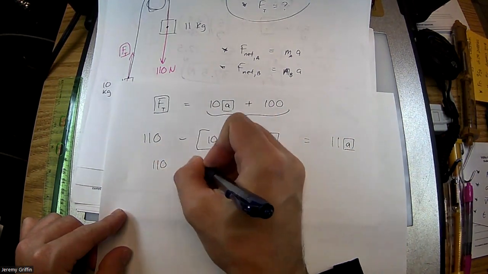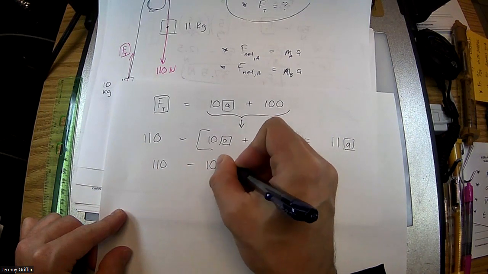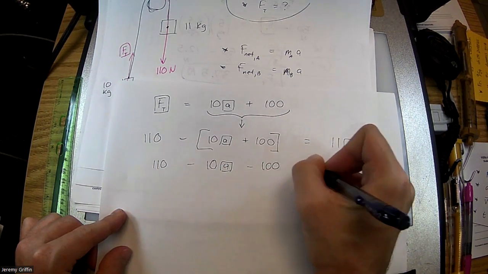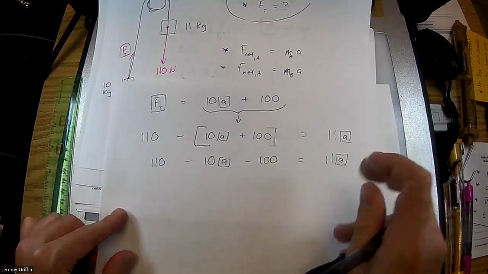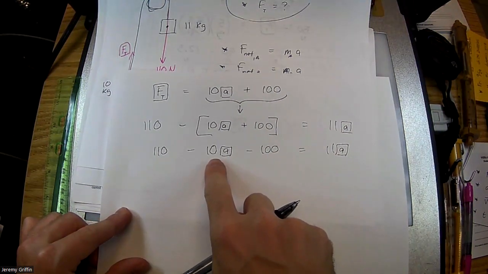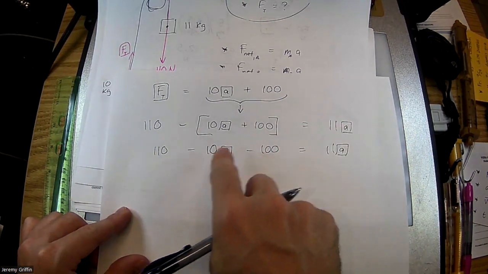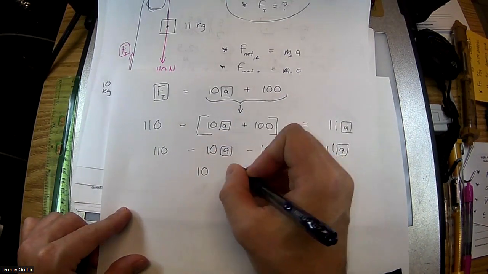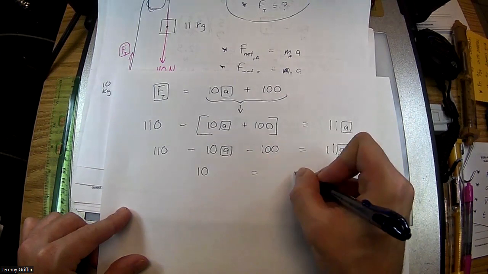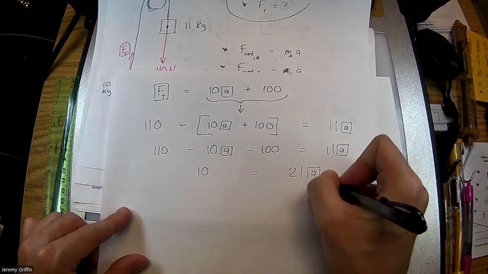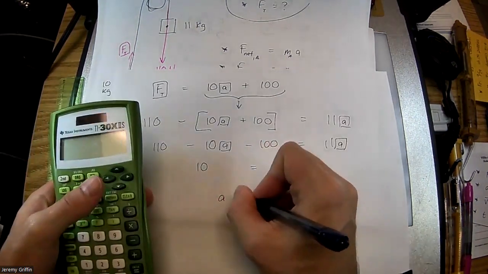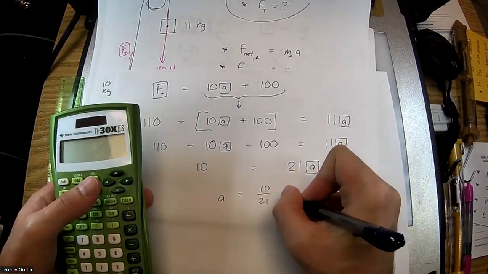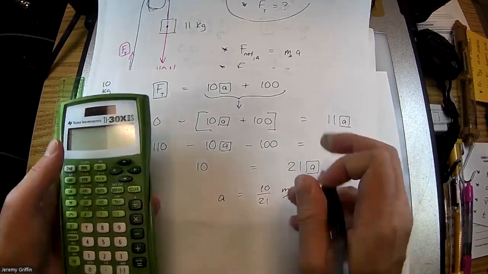So what's 110 minus 10a minus 100, because I distributed that negative, right? Let's go to 11a. Okay. I'll add 10a over that, because that's 10 units here, 110 minus 100. And that's 21a on this side. So 10 divided by 21. Acceleration is 10 over 21. That'd be meters per second squared if I restore the units.